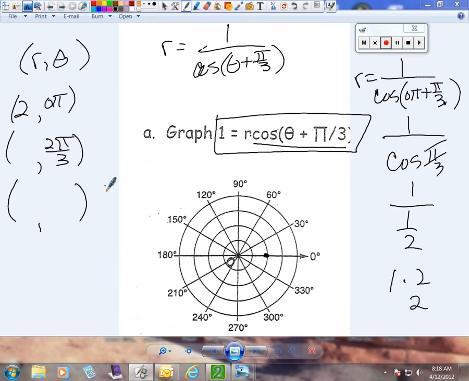Plug it in. When you plug it in, what do you get? 1 pi. You see, that's how I pick my values. I'm going to pick increments of thirds, so I'm going to get easy ones to graph. So if I put 2 pi over 3 in here, so we'll erase this. Now we're going to put 2 pi over 3 in here.